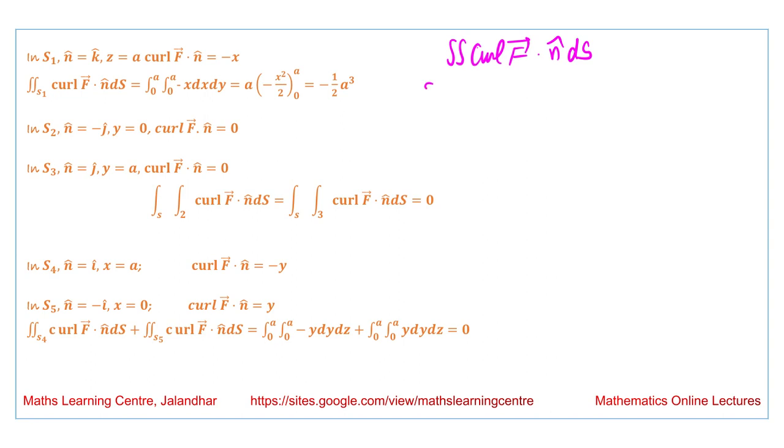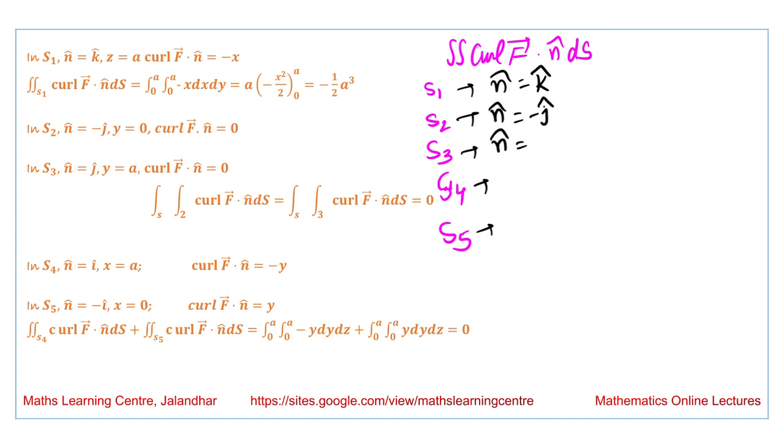How many surfaces do we have? We have the surfaces S1, S2, S3, S4, S5. For the surface S1, the value of n cap is k cap. For S2, n cap is minus j cap. For S3, n cap is j cap. For S4, the value of n cap is i cap, and for S5, the value of n cap is minus i cap.